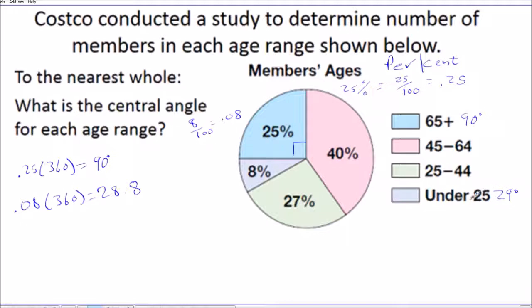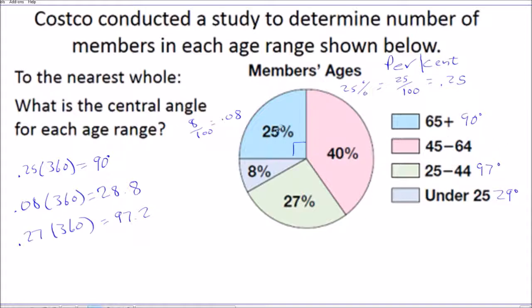Okay, now we've seen two examples. This would be a great chance for you to pause the video and try the rest on your own, or leave it running and try to beat me. See if you can do these faster than I'm going to do them. For the next one, I'm going to do 0.27 times 360. And I get 97.2 when I do that. And so I'm going to write 97 degrees as my answer there.